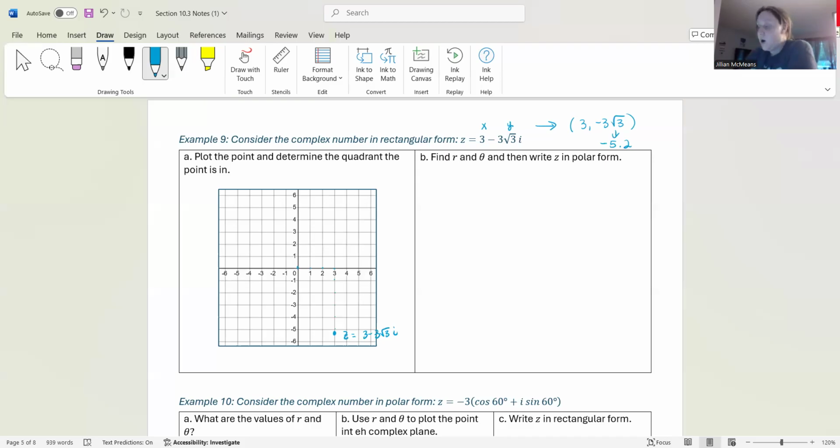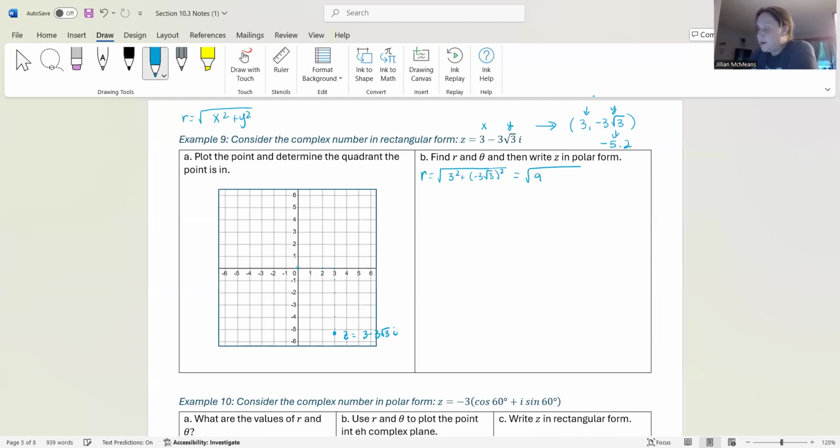Okay, now r, remember r is equal to the square root of x squared plus y squared. So we've got an x value, we've got a y value. So we're going to say r equals the square root of 3 squared plus negative 3 square root 3 squared. Now remember, negative 3 times the square root of 3, that is quite literally a product. And when you have a product raised to a power, you raise each factor in your product to whatever that power is. So be careful when you simplify here.